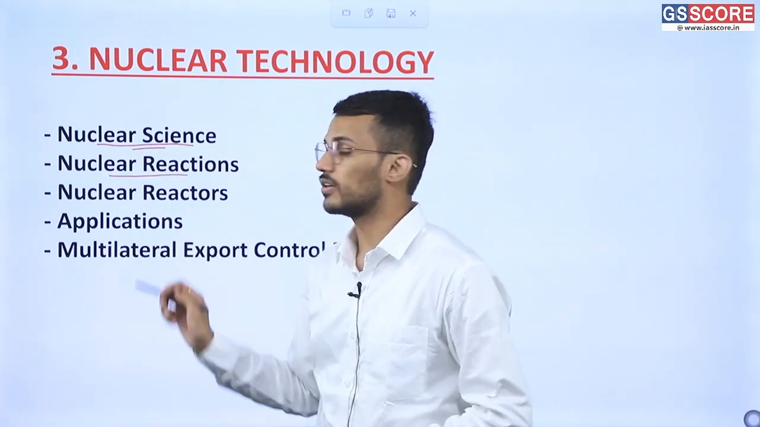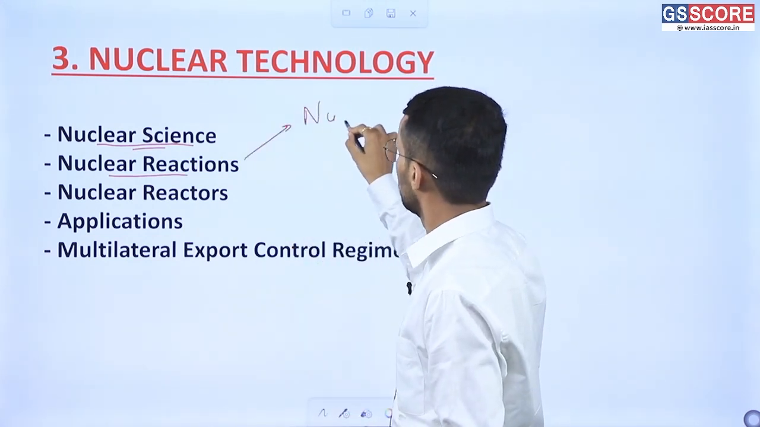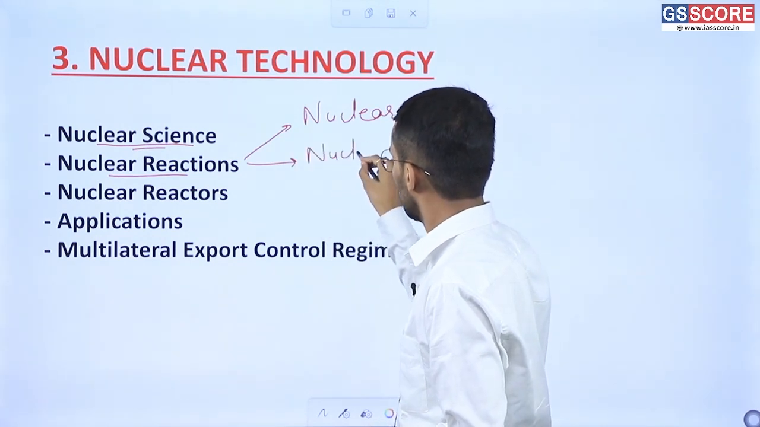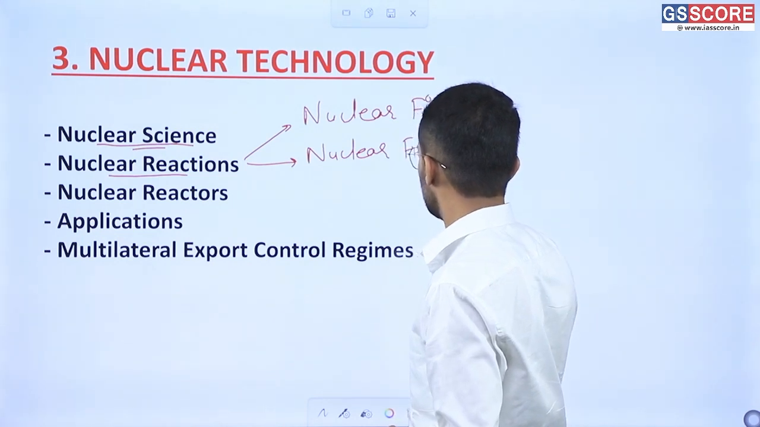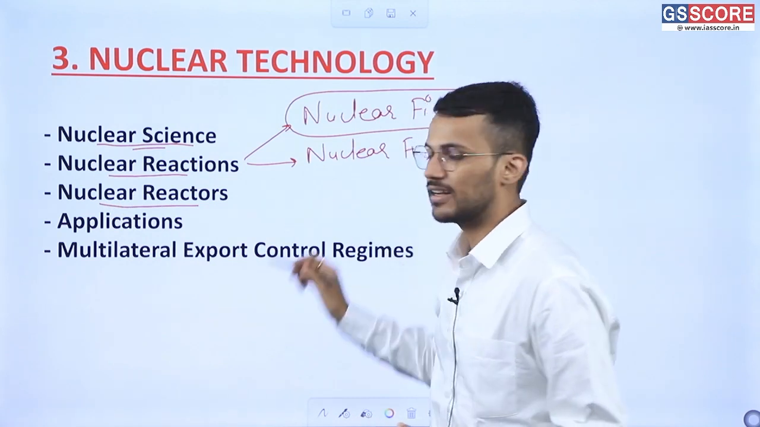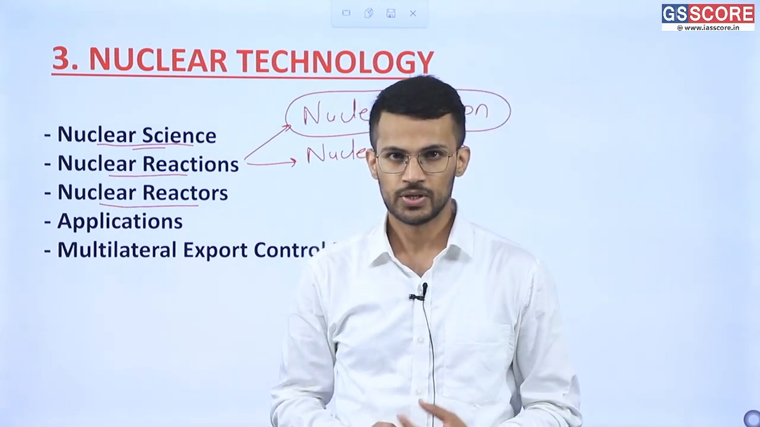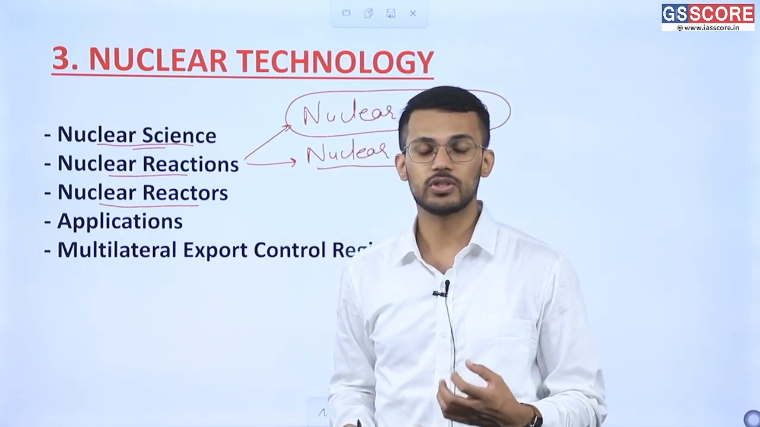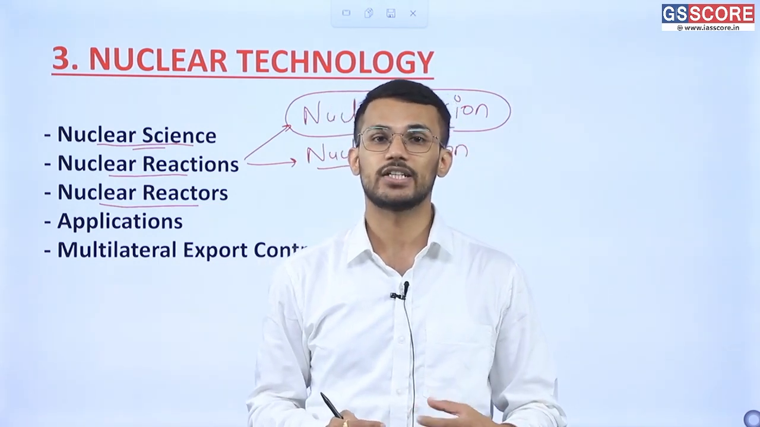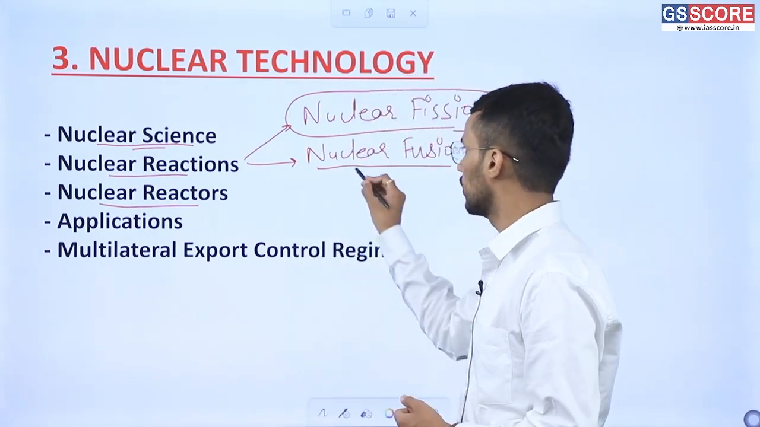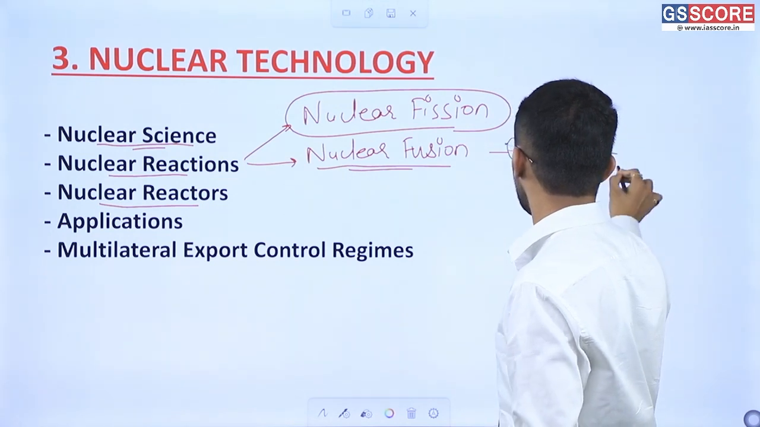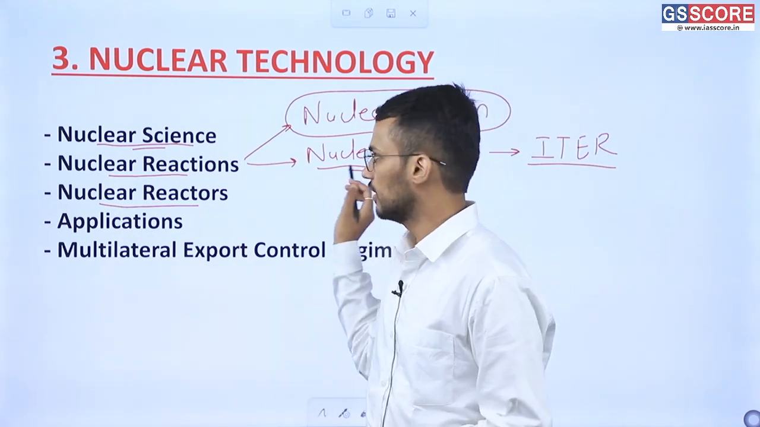Then we'll be discussing nuclear reactions, two very important ones: nuclear fission reaction and, second, nuclear fusion reaction. Then nuclear reactors, where nuclear fission is carried out in a controlled manner to produce nuclear energy. Right now we are not using nuclear fusion, because it is very difficult to develop the complex environment needed for it to occur. Currently an experiment is going on with respect to nuclear fusion, ITER, the International Thermonuclear Experimental Reactor. That also we'll discuss under nuclear fusion.